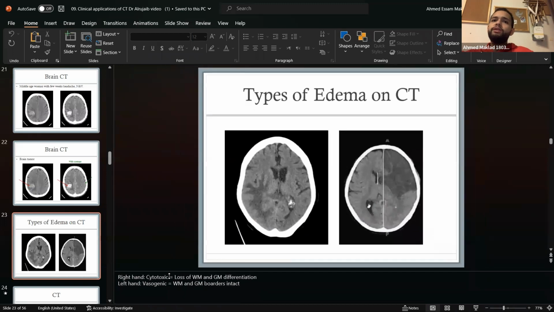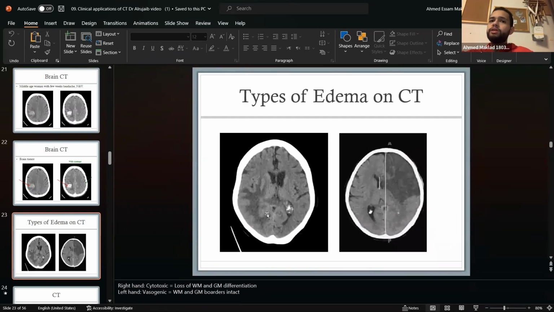So these are the different types of the edema. All right, you have two types. You have cytotoxic and you have vasogenic. All right. Now, cytotoxic leads to loss of the white matter gray matter differentiation.